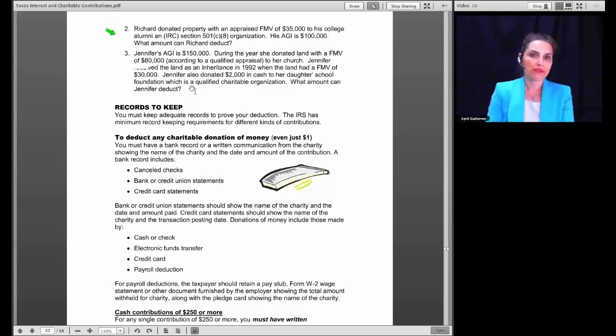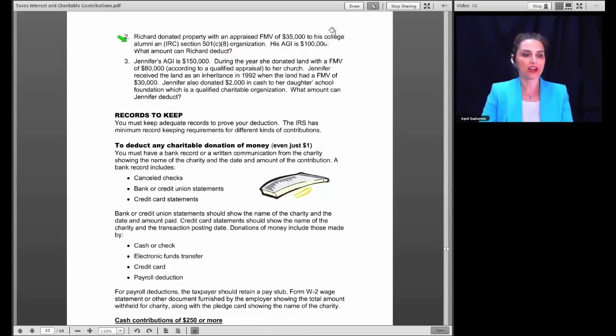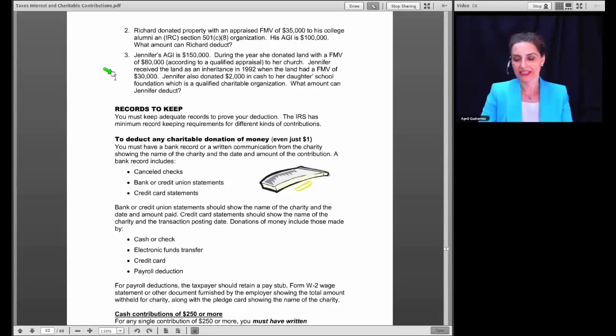If you donate capital gain property to a 30% organization, your deduction is going to be limited to 20% of your AGI. If Richard's AGI is $100,000, 20% of $100,000 is $20,000. That means he will deduct $20,000 and he will carry forward $15,000 to his 2015 return. How do I know it's a 30% organization? Because it is a college alumni, a 501(c)(8) organization. So a 501(c)(3) organization would be a 50% organization, and it's these nonprofit cemeteries and these sororities and these societies. Those are examples of 30% organizations. So that one is a tricky one, I know.